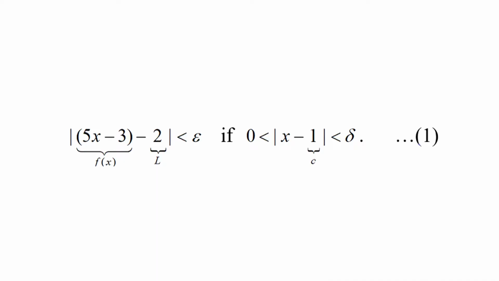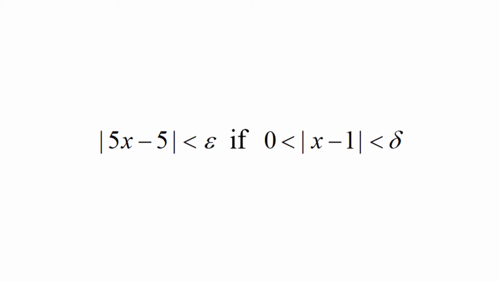For any given epsilon greater than 0, we have to find a suitable delta greater than 0 such that the absolute value of 5x minus 3 minus 2 is less than epsilon, if 0 is less than the absolute value of x minus 1, which is less than delta. There are two things to do. First, we must discover a value of delta for which this statement holds, and then we must prove this statement holds for that delta. For the discovery part, we begin by simplifying the above and writing it as the absolute value of 5x minus 5 is less than epsilon if 0 is less than the absolute value of x minus 1, which is less than delta.